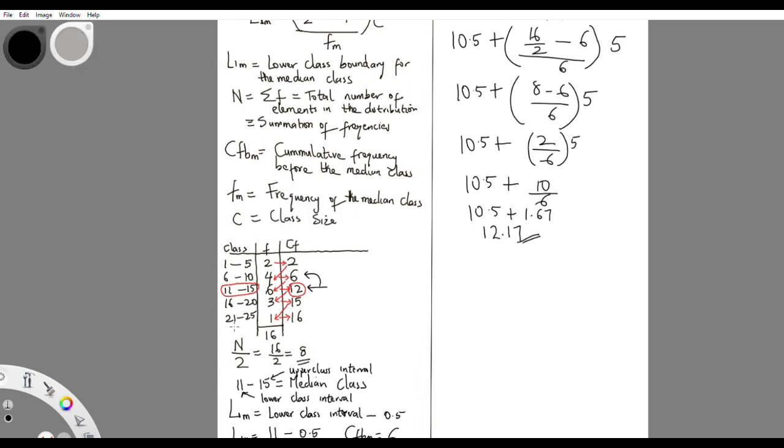You first and foremost use this n over 2, that is the old distribution divided by 2, that's half median. The old distribution divided by 2 gives you where the median class is. And how do you get it? You check it on the cumulative frequency.